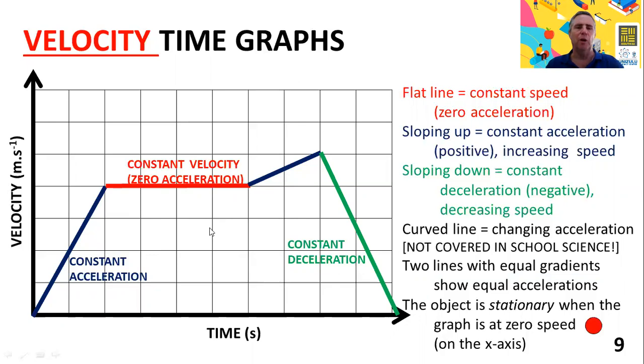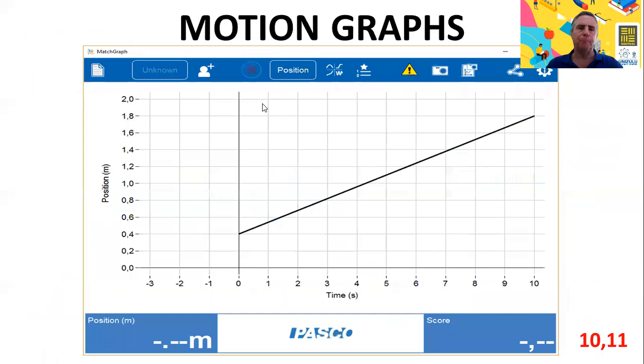And finally, when is the object stationary? When is it not moving? That's when it is on the x-axis. So at these 2 points, the object had actually stopped. It was not moving. Now, let's see how much I understand about motion graphs by giving myself a little test on another fantastic Pasco application called MatchGraph.